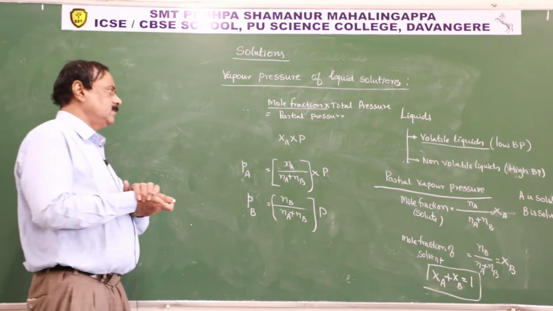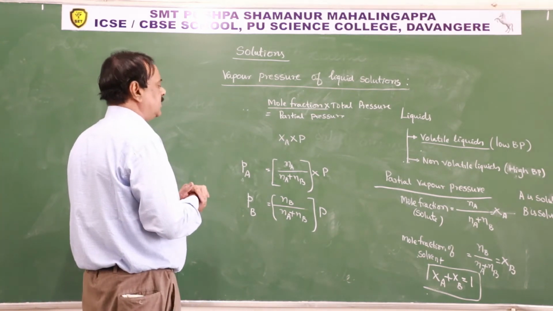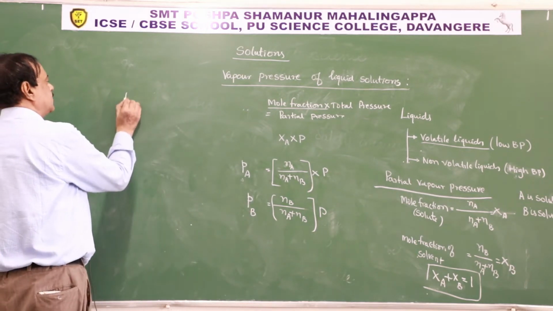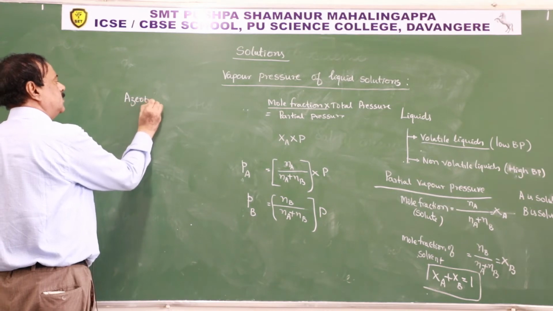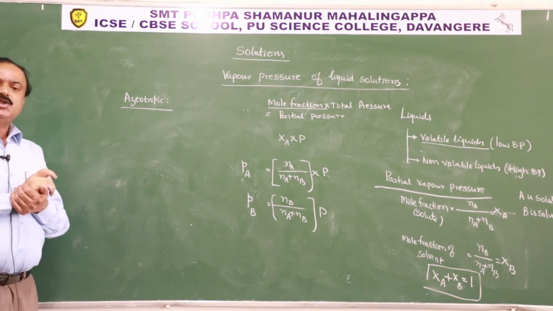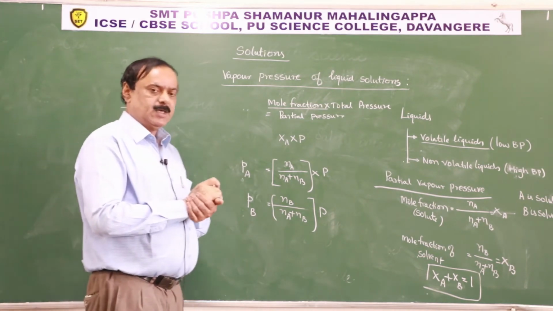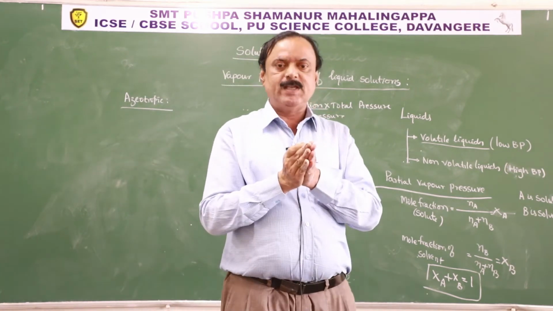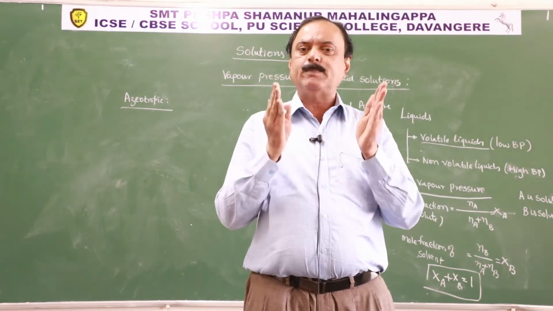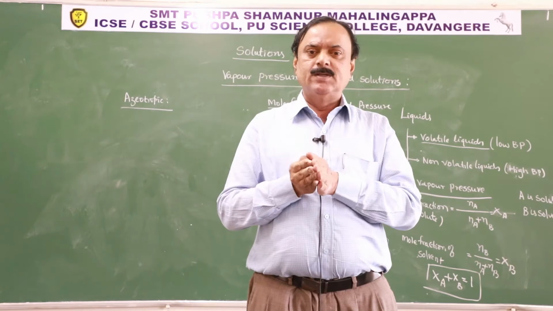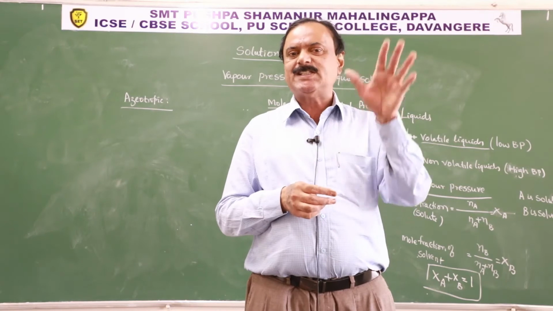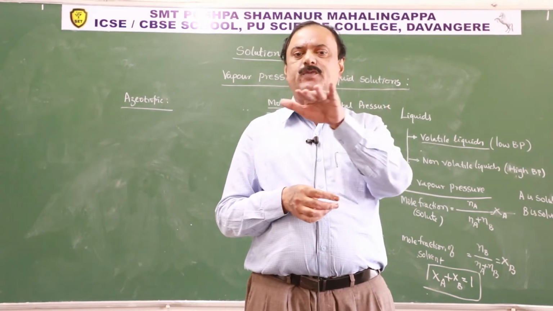And one more very important thing: azeotropic mixture. Now, what do you mean by azeotropic mixture? If two liquids A and B have the same boiling point, then that type of mixture is called an azeotropic mixture. Liquid mixtures with constant boiling point, liquid mixtures with the same boiling point, are called azeotropic mixtures.